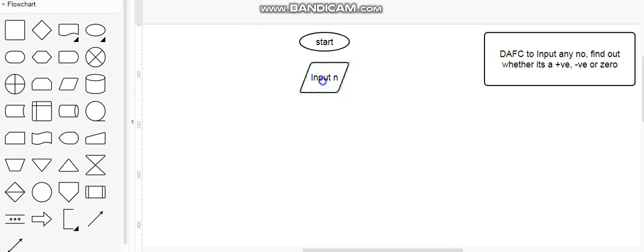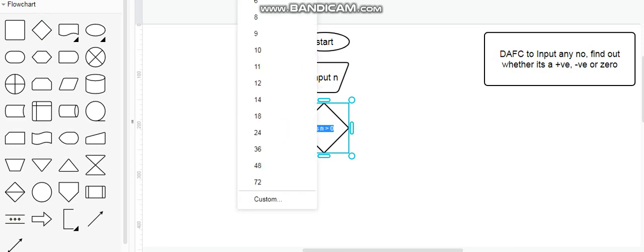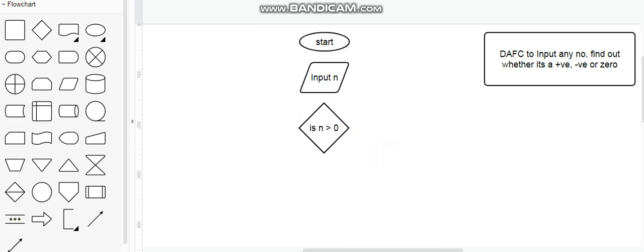Fine. Now the number we inputted, n, we need to check whether it is positive or not. Positive means it has to be greater than 0. So for that, let's take the decision box to ask the question: is the number greater than 0? If it is greater than 0, it will move to one side, positive. If it goes to the negative side, then either it will be negative or it will be 0. Let's take the, sorry, not decision box, parallelogram box to specify it is positive.